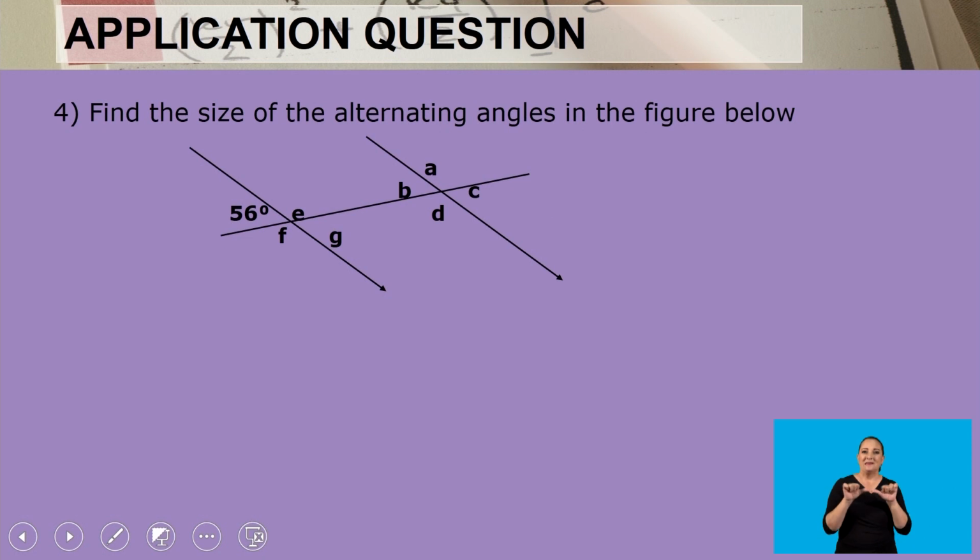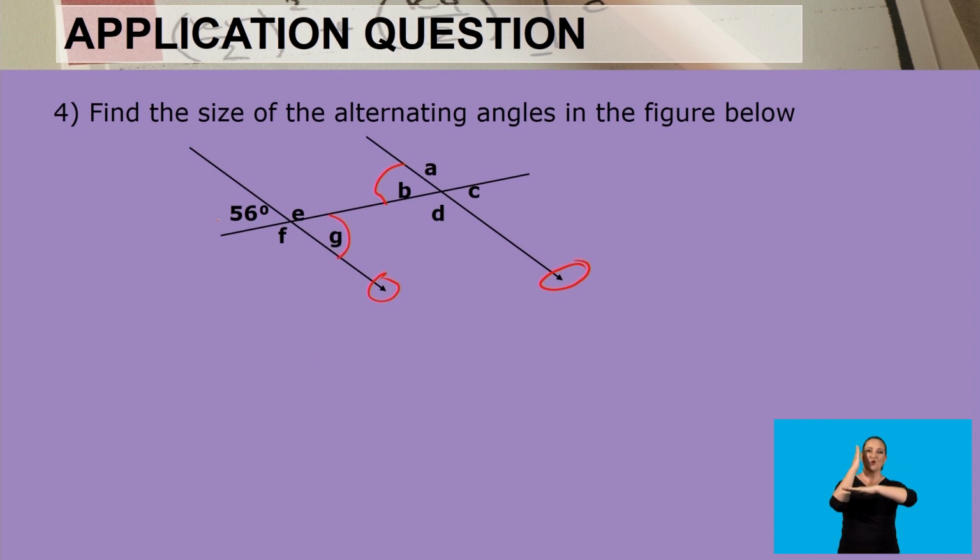Find the size of alternate angles in the figure below. So we know that alternate angles are between the parallel lines. There's the sign that these lines are parallel. So between the parallel lines, and they are on opposite sides, one on the left or the right, above or below the transversal. In this case, we are speaking of angle B, which is above the transversal, and angle G at the bottom of the transversal.